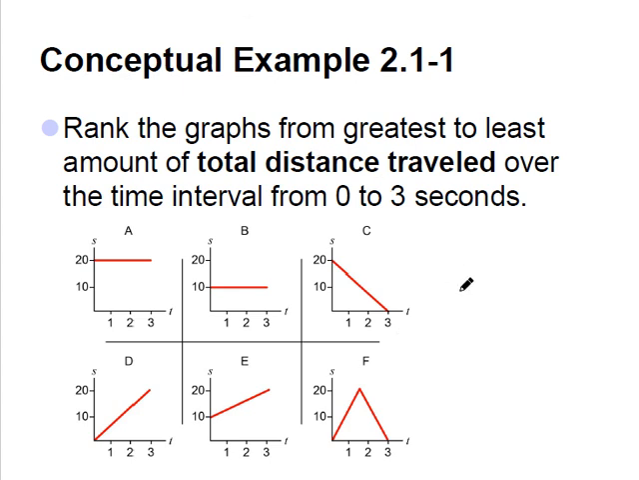Alright, the second part of the same problem, conceptual example 2.1-1. Now we are going to concentrate on the total distance traveled. We're going to do the same thing. The problem wants you to rank it from greatest to the least amount. But this time it's not displacement. This time it is the distance of your path taken. So that's your total distance traveled. The same interval, 0 to 3 seconds.